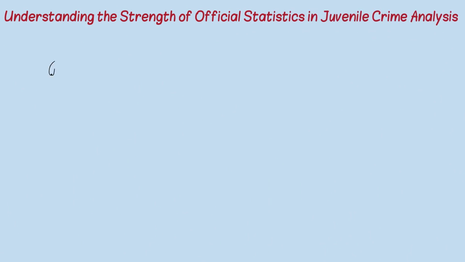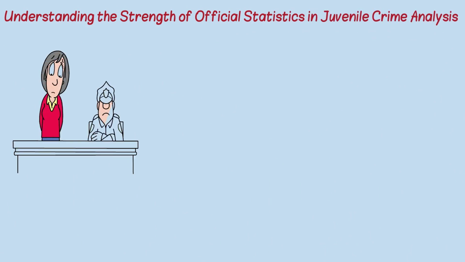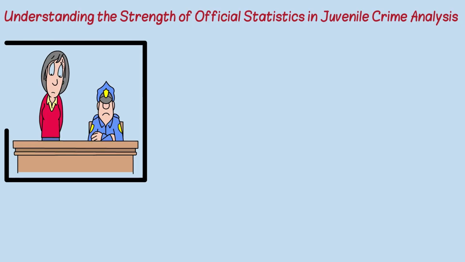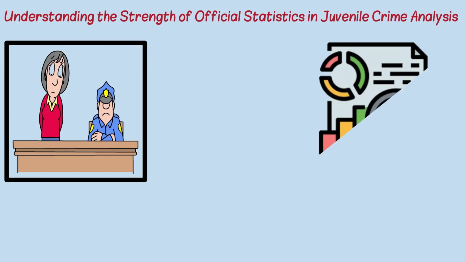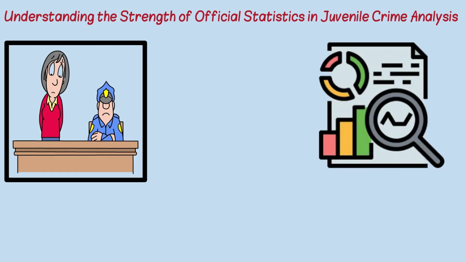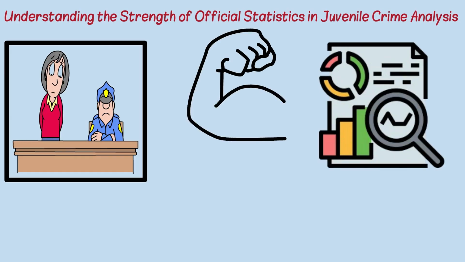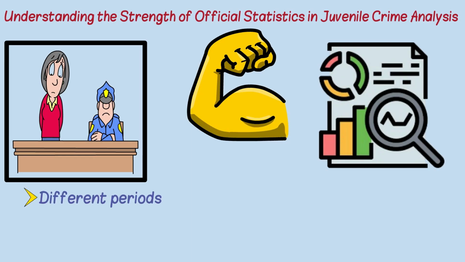Official statistics provide valuable insights into juvenile crime by offering a comprehensive and standardized means of tracking and analyzing data over time. One of their primary strengths lies in their ability to support trend analysis and facilitate comparisons across different periods, regions, or demographic groups.